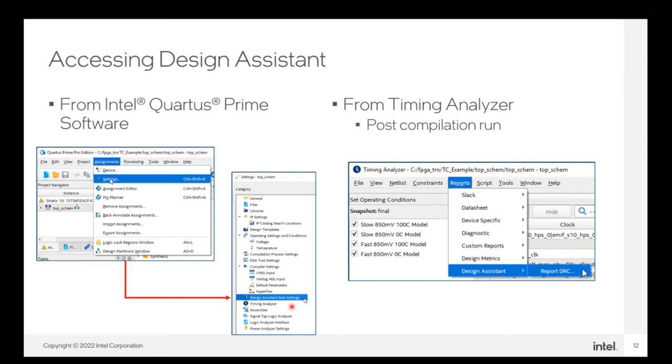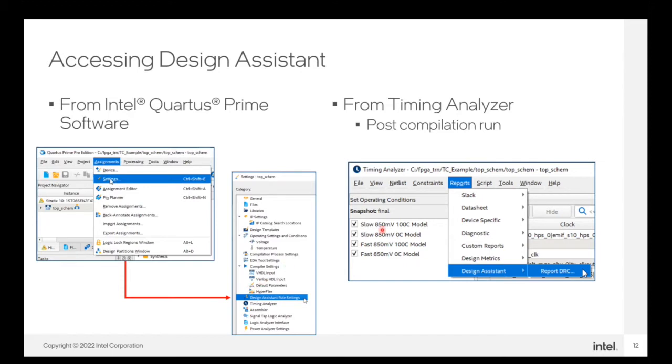Design Assistant is a nice reporting tool that Quartus has that lets you know of potential issues with your design. I say potential issues because you, as the designer, know best about your design and whether they are really issues or not. There are lots of rules that Design Assistant goes through, so it's like a DRC. To access it inside Quartus, you go to the Assignments pull down menu, select Settings, and then Design Assistant Rule Settings. There you can modify Design Assistant and the rules available inside it to suit your design needs. That's how you access it.